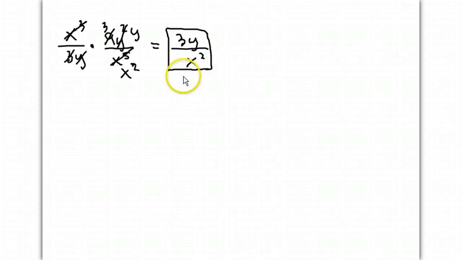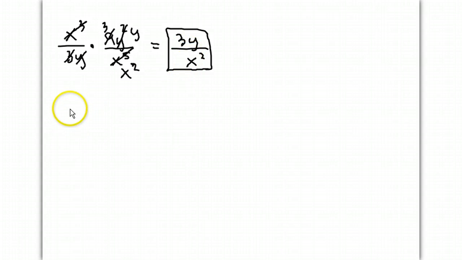So the result, when you look at the top, you have a 3 left and a y, so you're going to have a 3y. When you look at the bottom, you only have an x squared. So the result is 3y over x squared. So before you multiply, try to see if you can simplify it first.